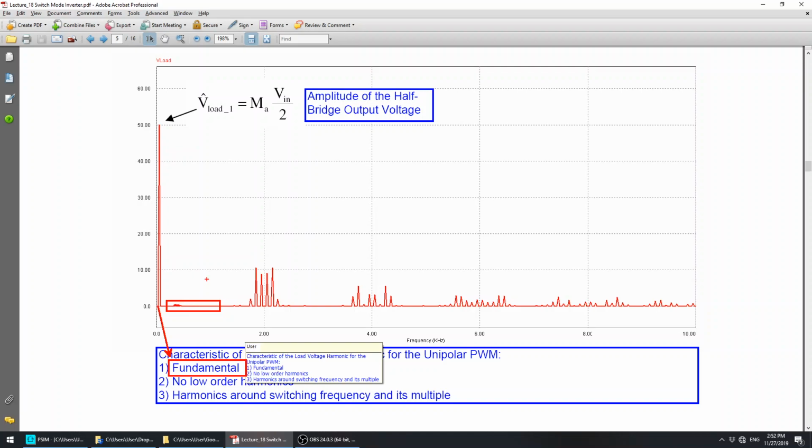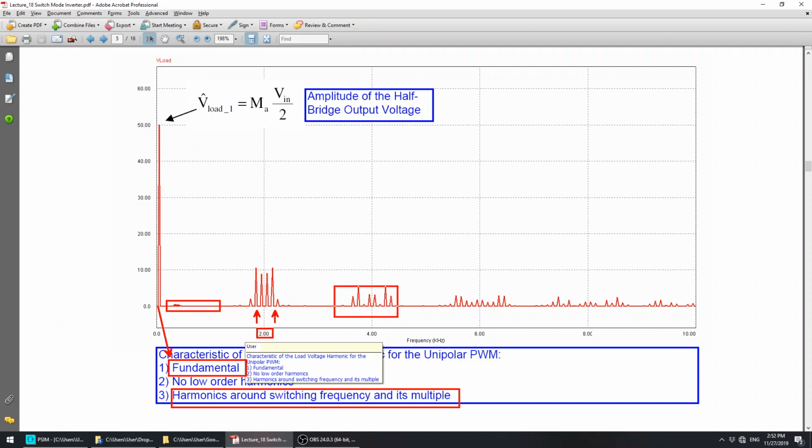There are no low order harmonics, which means we don't have third, fifth, seventh harmonics, but we have harmonics around the switching frequency and its multiples. Our switching frequency is 2 kHz. Therefore, there are harmonics around the switching frequency, which are the side bands, and its multiples. So you have 2 kHz, next will be 4 kHz, and then you can have 6 kHz, and the rest.